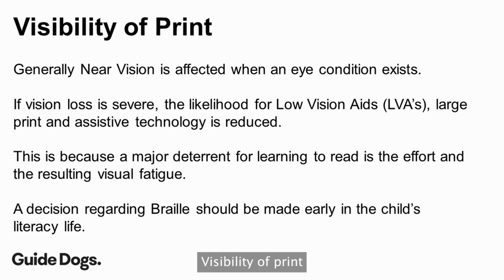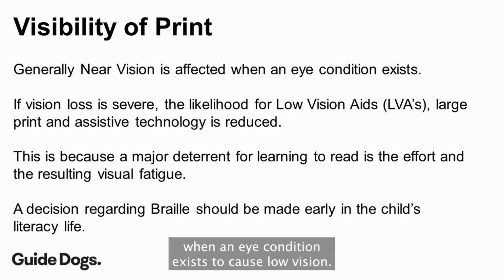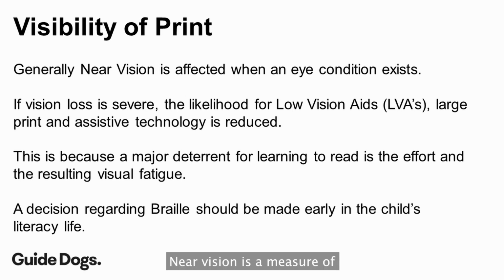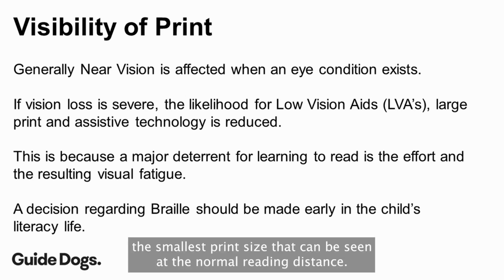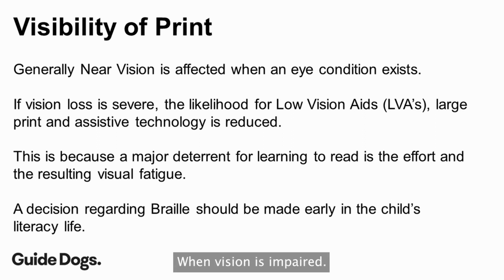Visibility of print. Generally, near vision will be affected when an eye condition exists to cause low vision. Near vision is a measure of the smallest print size that can be seen at the normal reading distance. However, this print size is not sustainable for prolonged reading when vision is impaired.